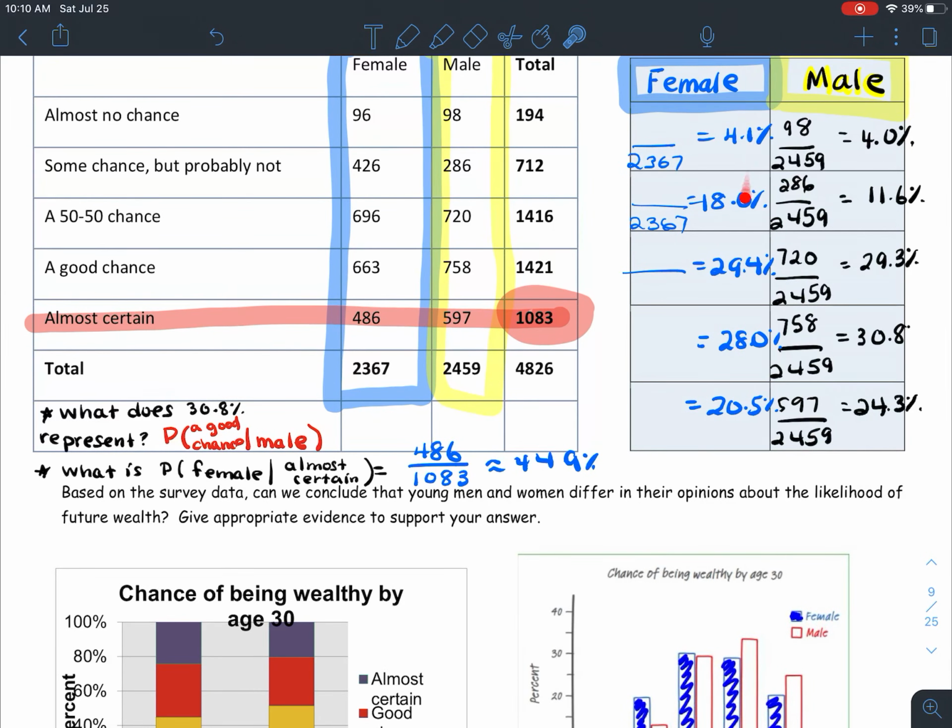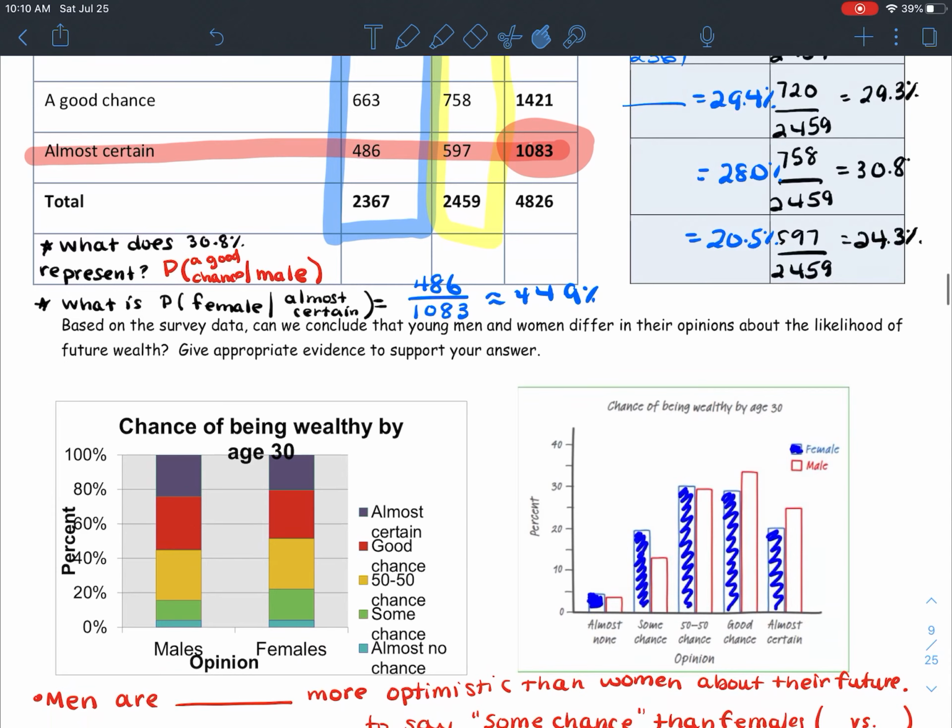So I'm going to take these percentages that we have here, how the males answered and how the females answered, and we would take each of those, and you could make, I'm going to start on the right here, this is called a side-by-side bar chart. You'll notice the two bars are right next to each other.